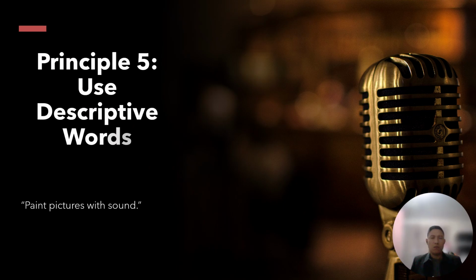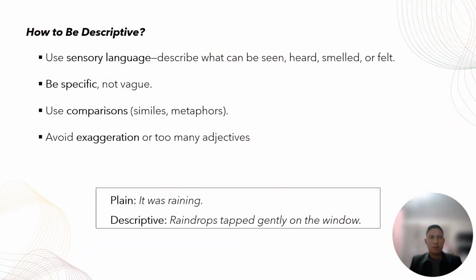Since radio has no visuals, your words must do the painting. Descriptive language helps listeners imagine the scene as if they were there. It turns plain narration into vivid storytelling. So, how to be descriptive? Use your senses when you write.